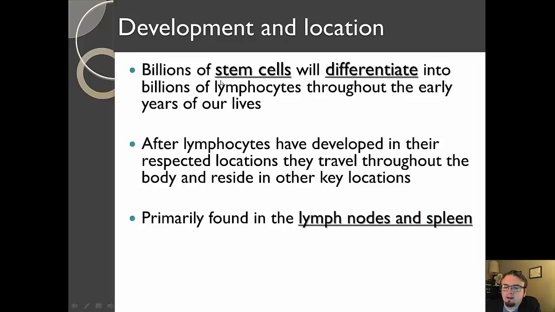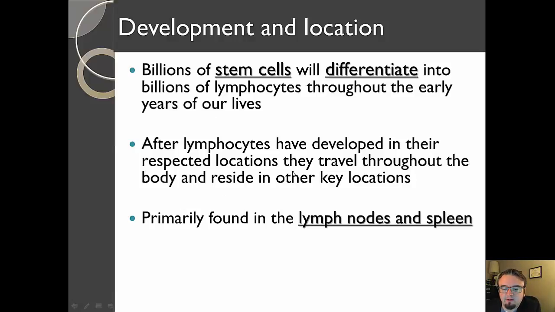So this slide here is kind of recapping that billions of stem cells will differentiate into billions of lymphocytes. Each will have a different specificity, and each will have its own ability to respond to a different type of antigen or epitope. And this takes place throughout our life, more so in the beginning, the early years. It does continue throughout, but it tends to plateau as we get older, so it's much more heavy up front.